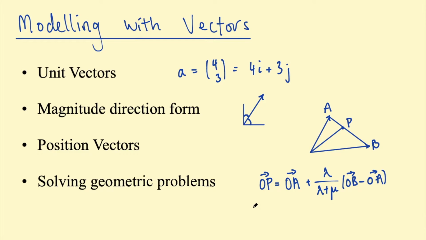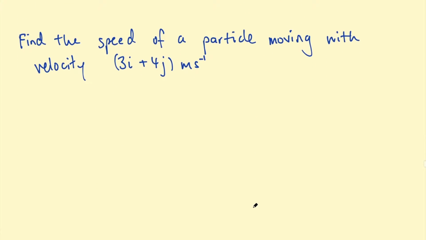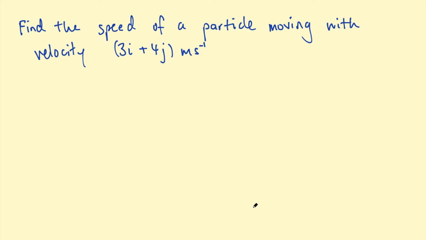So we're going to use these skills we've learned so far and apply them to some modeling questions. So let's have a look at the first example. This one says, find the speed of a particle moving with a velocity 3i plus 4j meters per second. Hopefully you can see straight away from this example that these modeling questions involve understanding a bit of the context of the question. So when it says find the speed, you need to understand that speed is the magnitude of the velocity vector. So velocity is speed with direction. In order to single out what the speed is, you just need to find the magnitude of this vector.